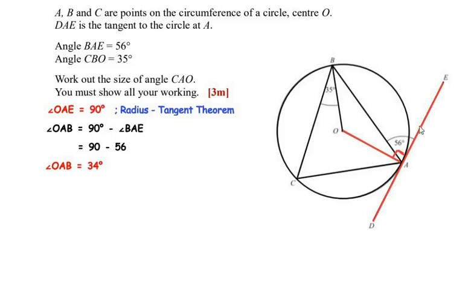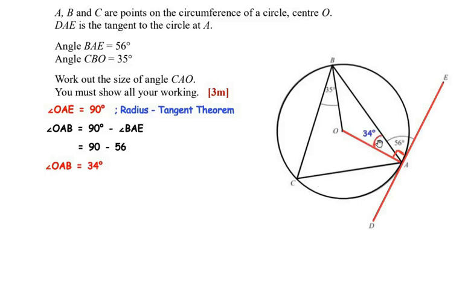Now once we have got this, let us focus on finding the angle OAB, that is this small angle. Since angle OAE is 90 degrees, and it is given in the figure that angle BAE is 56 degrees, we can find this small angle OAB by subtracting 56 degrees from 90 degrees. So angle OAB is equal to 90 degrees minus angle BAE. This angle is given as 56, so 90 minus 56 gives us 34 degrees. So this small angle OAB is 34 degrees.